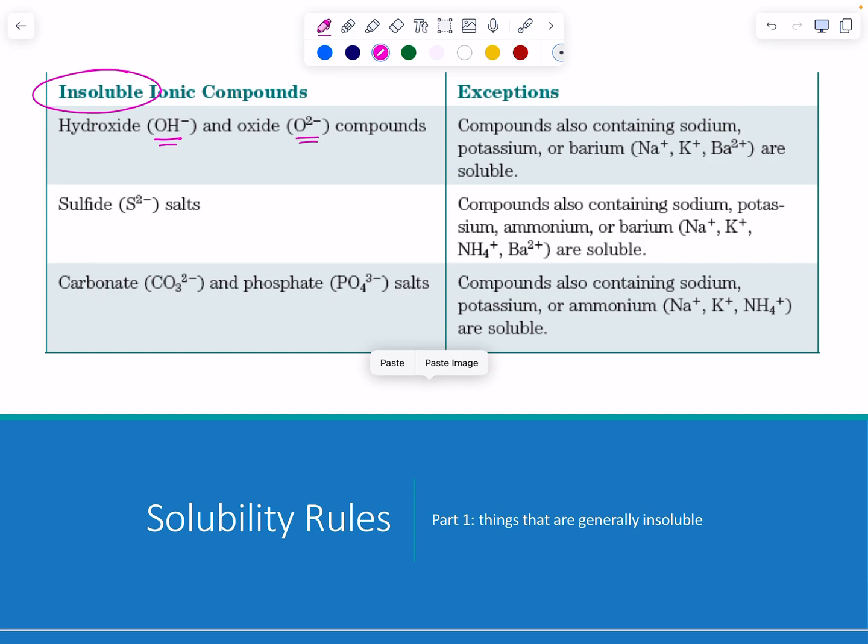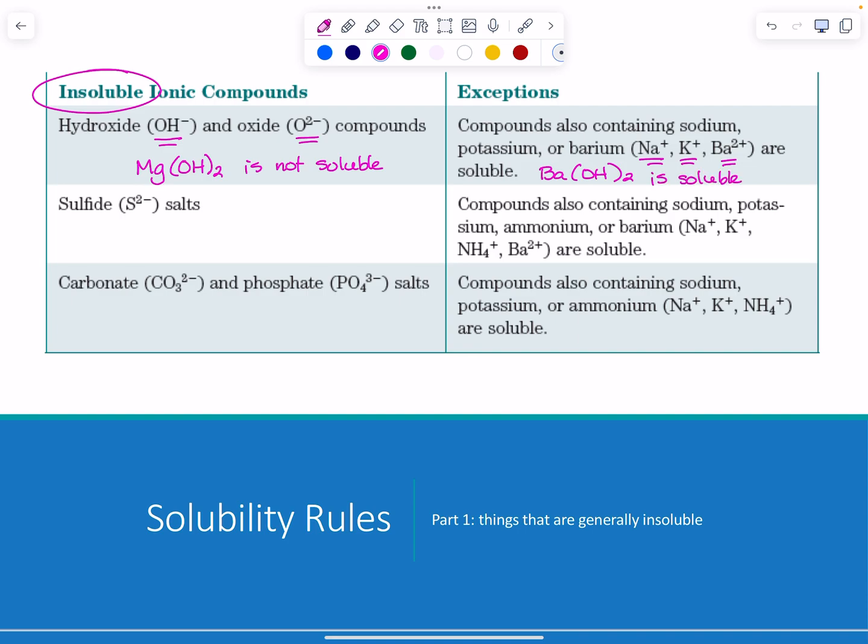So for example, let's see, what can we make? Let's say magnesium. So magnesium forms a +2 ion. So magnesium hydroxide is not soluble. That's how we would read this chart. But our exceptions are if we have sodium, potassium, and barium. So barium hydroxide is soluble. It will dissolve. All right.